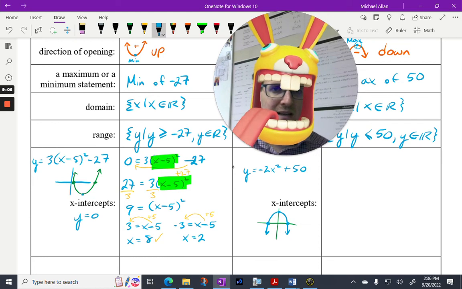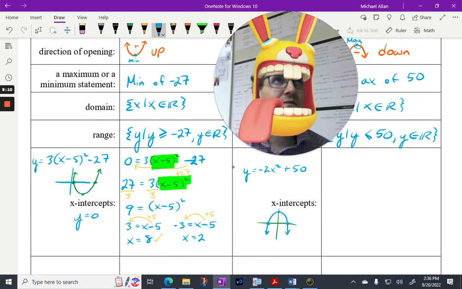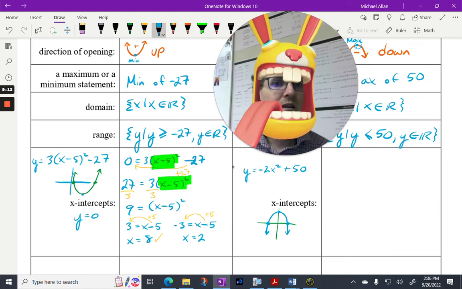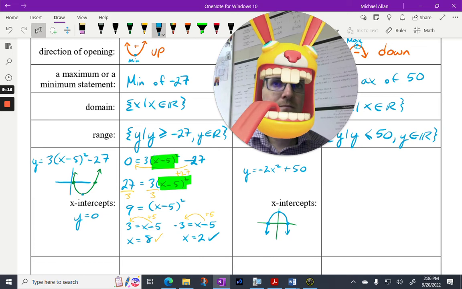Okay, so I put it back in here. So I'm going to put a little 2 in here. So 2 minus 5 is negative 3. Negative 3 squared is 9. So that should work as well. I'm just going to put that as a different color.